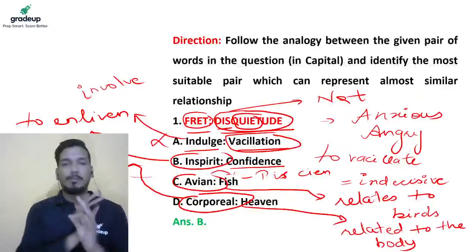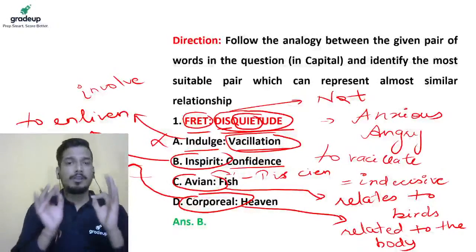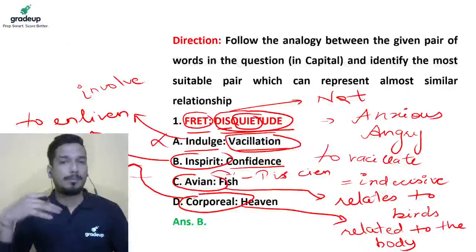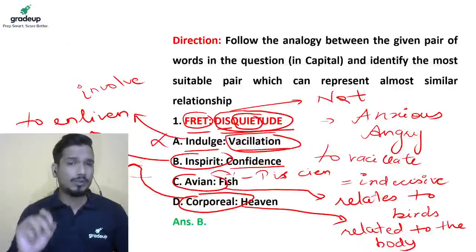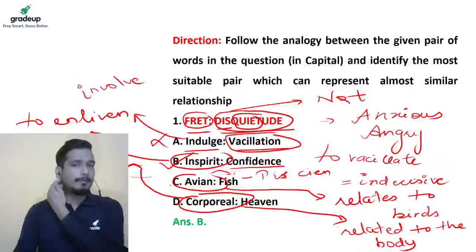So D cannot be the answer, C cannot be the answer. So we are left with B. As I said before, the pair is not a perfect synonym, it's a close synonym, and it's the best choice of the lot. So I will go for B.